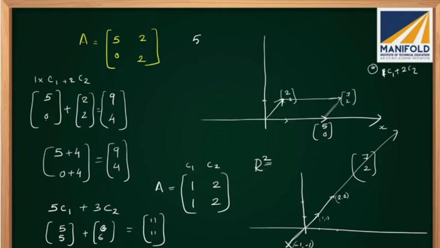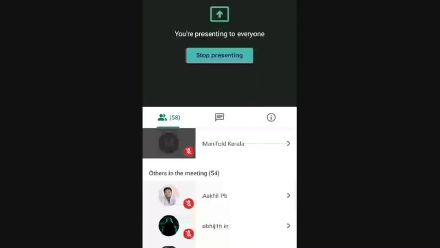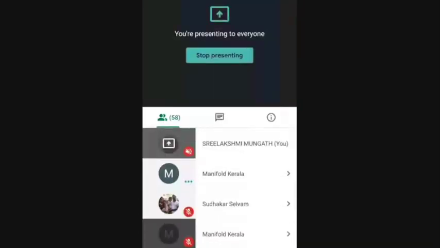Suppose I take 5 times C1 minus 3 times C2. What will happen? 5 times C1 will be 5, 5, right?